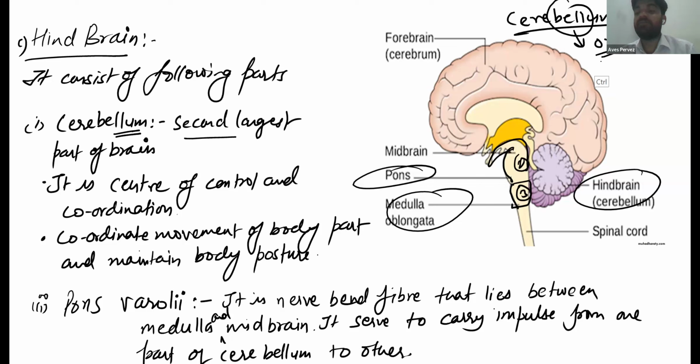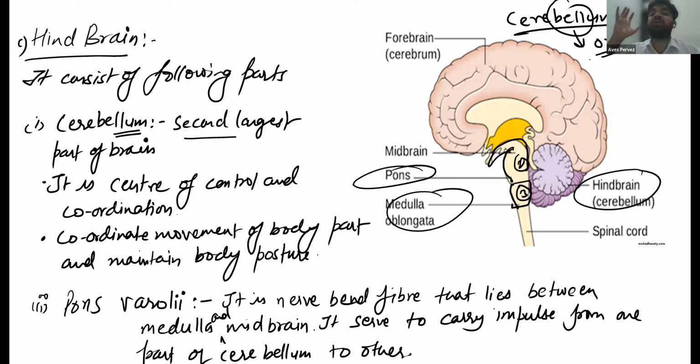Ox means what happens if an ox comes after you. If you are standing somewhere and an ox is coming towards you, you will start running, start moving or hide yourself somewhere. So you will start moving your body part. These are the voluntary actions that are controlled by cerebellum. Cerebellum controls locomotion, movement of body part.